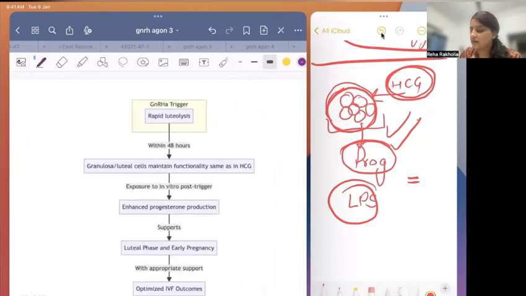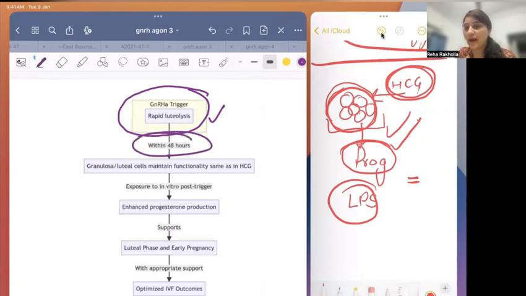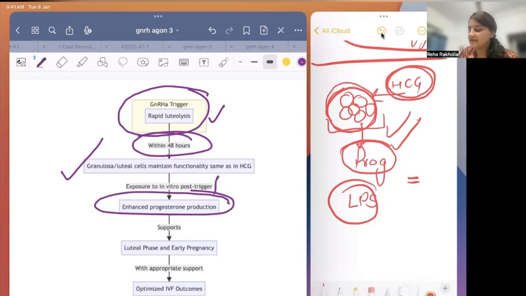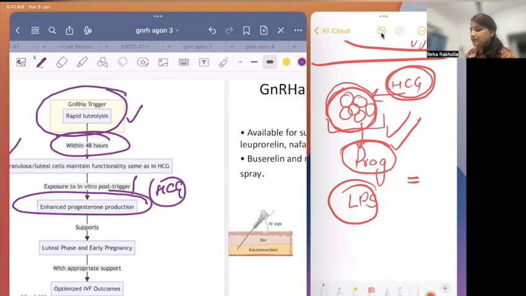As we can see here, GnRH agonist trigger causes a rapid luteolysis, but within 48 hours we'll see that granulosa cell and luteal cell viability and functionality are maintained, and they can produce progesterone if we give HCG in vitro. So if we give good luteal support, pregnancy rate will be equivalent to the HCG trigger.